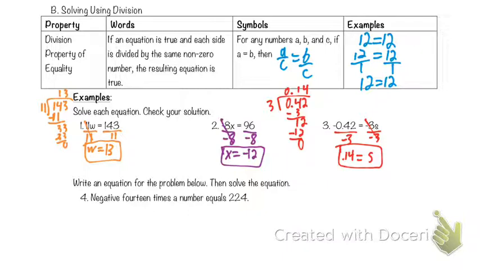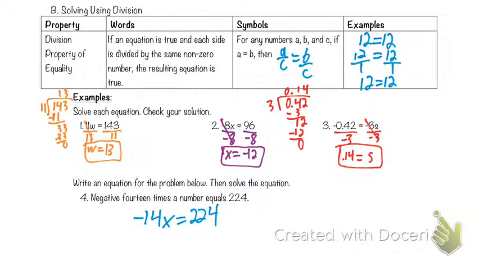Alrighty. Write an equation for the problem below, then solve the equation. Negative 14 times a number equals 224. I want you guys to try writing that equation real quick. Okay, Jack's going to tell me what he has. Jack, go ahead. Negative 14x equals 224. Awesome. Could we have used a different variable than x? Yeah. Sure, but we can also use x. Okay, any questions on why this is the equation?